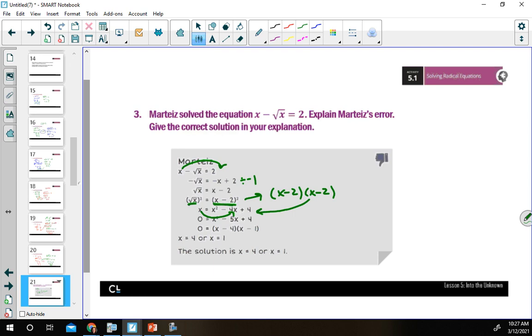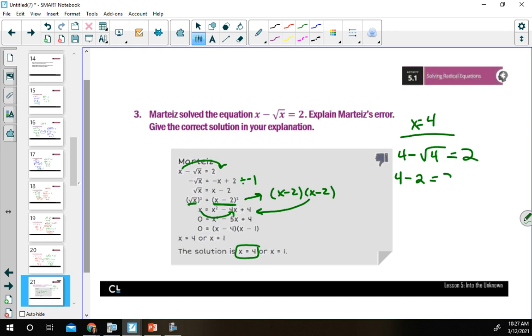Well, he didn't check his answers, right? So we need to go back and actually check to make sure that both of them work. I'm going to plug in 4 first. Notice I'm only plugging in 1 at a time to check it. All right, so I plugged the 4 in for both those x's. I plugged it into the original just in case I mess something up.